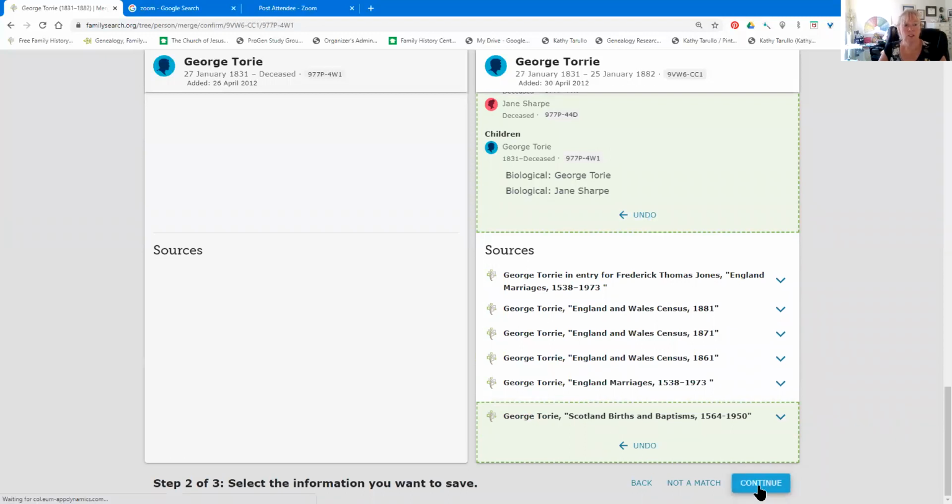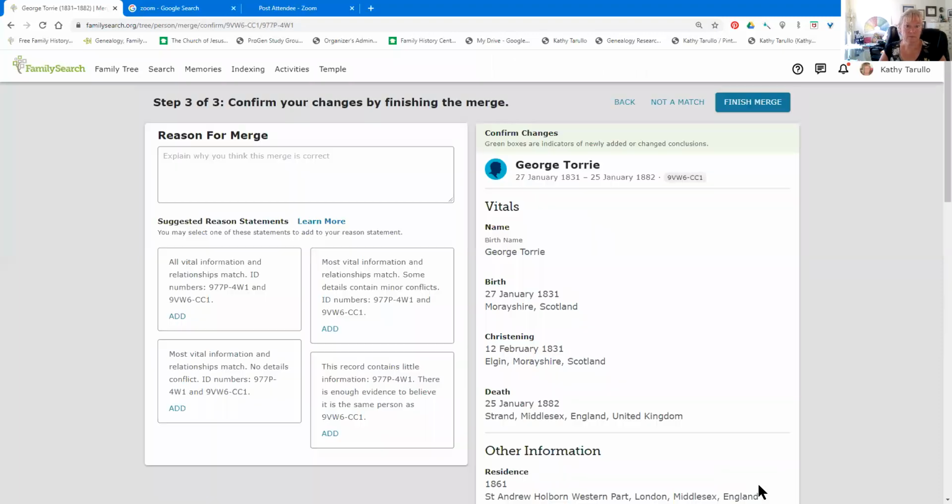So I'll say continue. And I need to put a reason in for my merge. And this is new. It gives me suggested reasons. So, all vital information relationships match. And I like that the vital information did match. So I'm just going to add that and finish my merge.